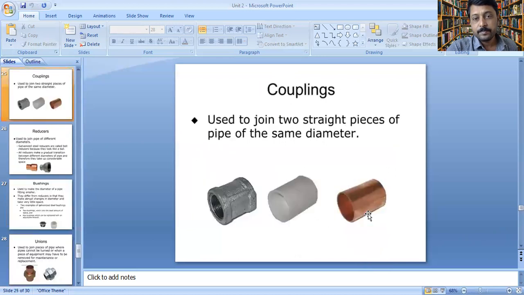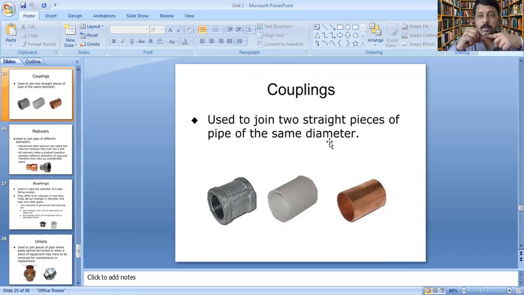Then there is the coupling. This is used to join two straight pieces of pipe of the same diameter. Just like we use couplings to join shafts, similarly these straight pieces of pipes are joined by using couplings. These are called pipe couplings.